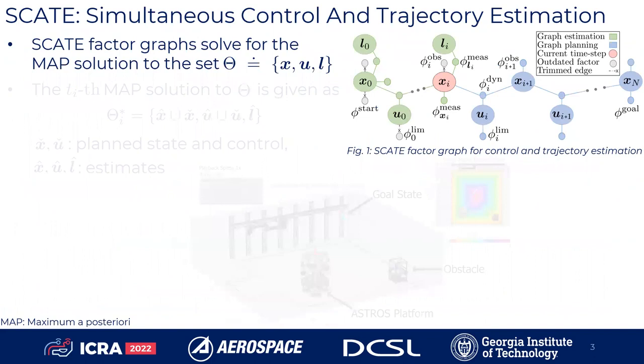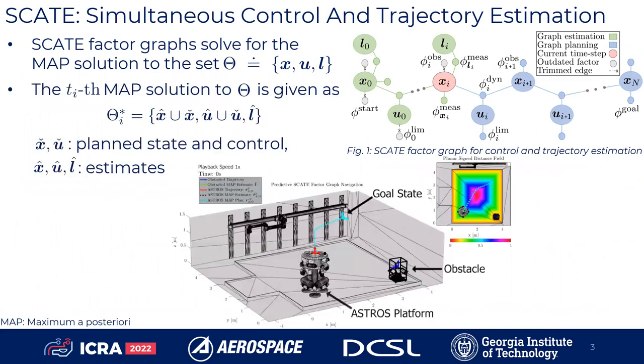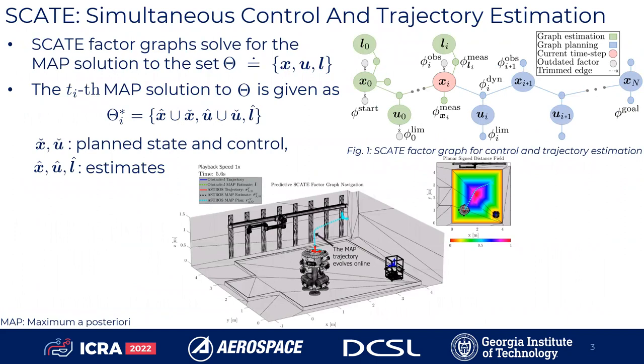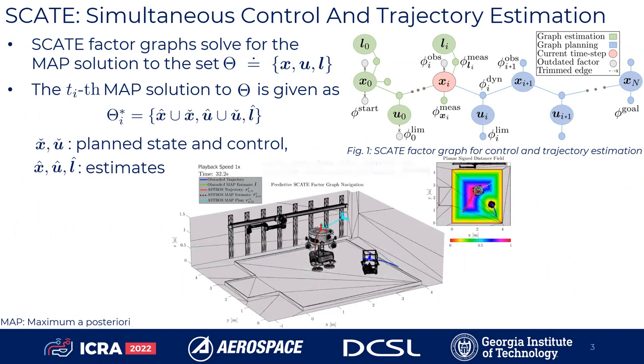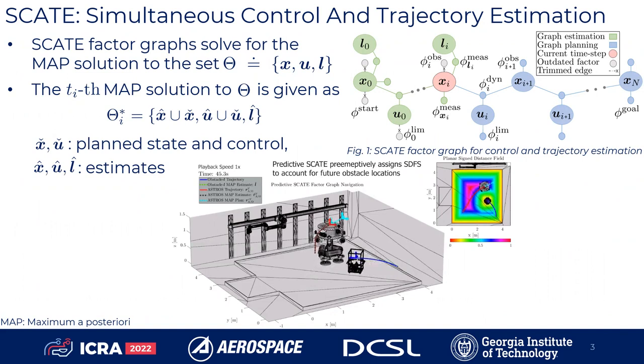SCATE factor graphs solve for the MAP, or maximum a posteriori, solution to the set theta, where x is the state, u is the control, and l are the obstacle locations. The t-th MAP solution to theta is given as theta star, where x check, u check are the planned state and control, and x hat, u hat, and l hat are the estimates. We can see that the navigation evolves online, as well as signed distance fields are used to assign costs to future obstacles.